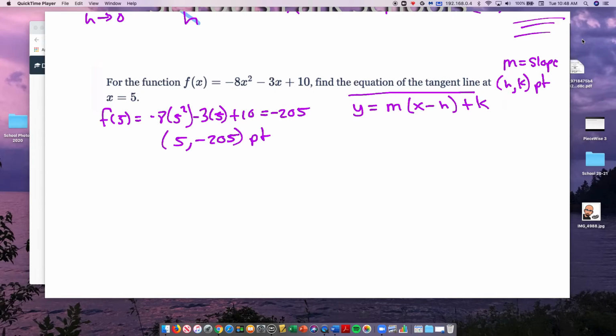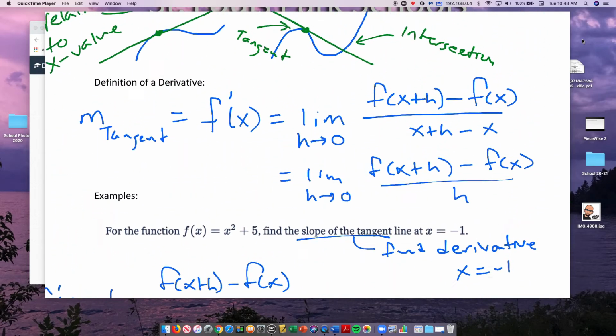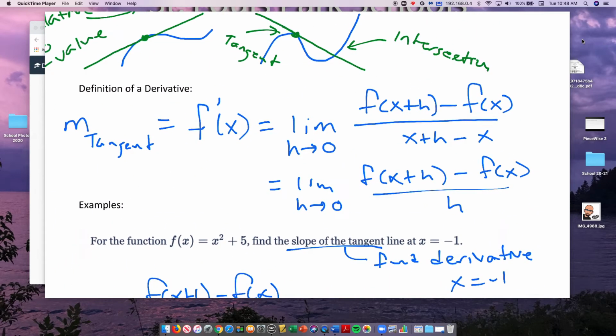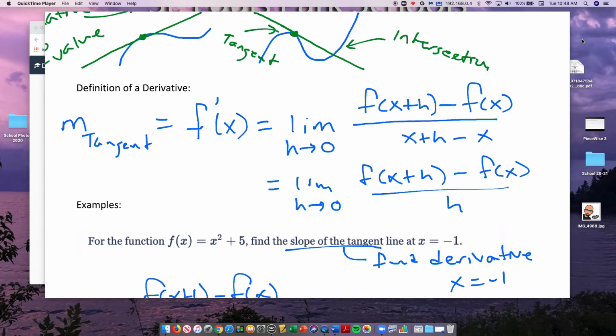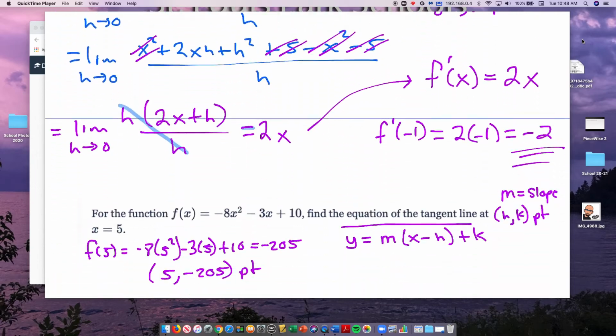So I still need this slope. Let's talk about how we find this slope. That slope of the tangent line is the same thing as finding f prime of x. We would do that by taking the limit as h goes towards 0 of, remember, go back to this limit definition, f of x plus h minus f of x divided by h. So that's what I'm going to do down here.